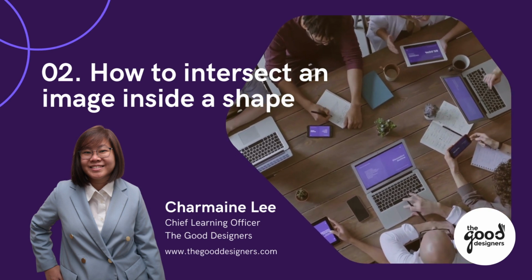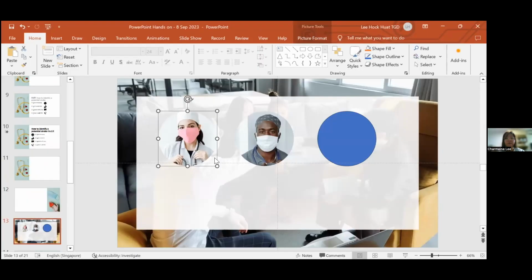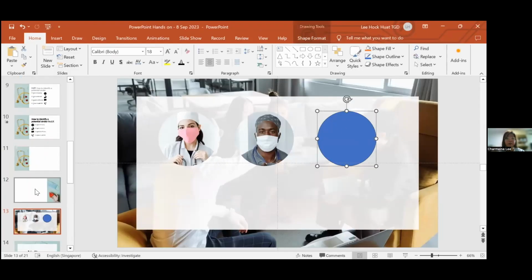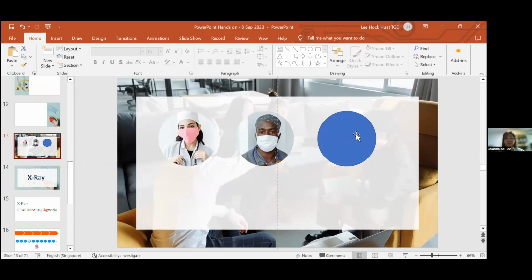How to intersect an image inside a shape. I have an image and I have a shape. How can I do it? So here's what I'm going to do.